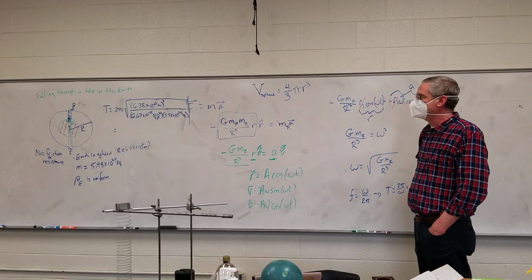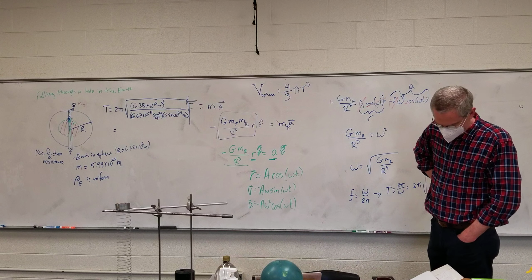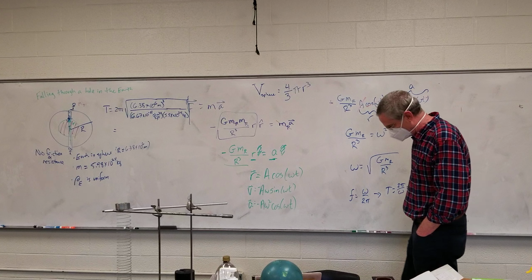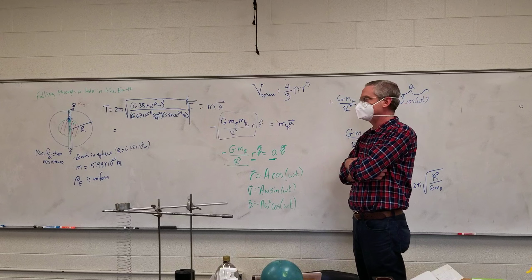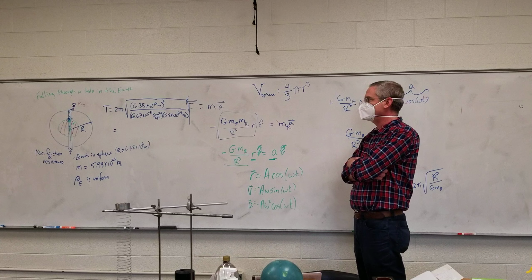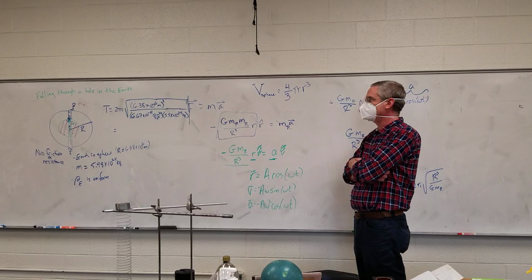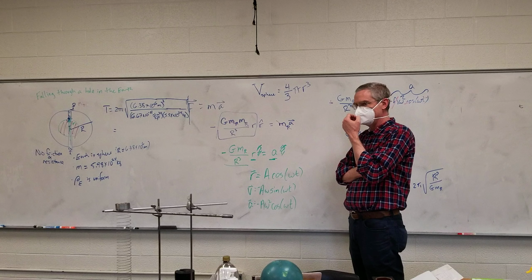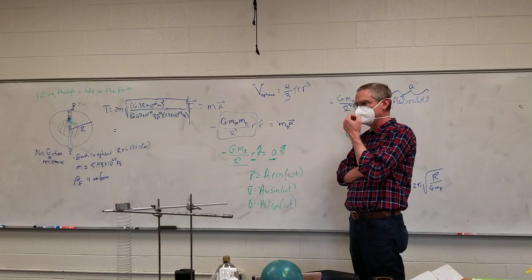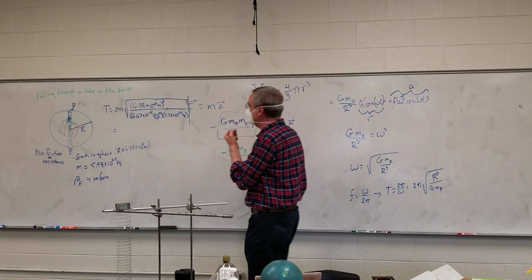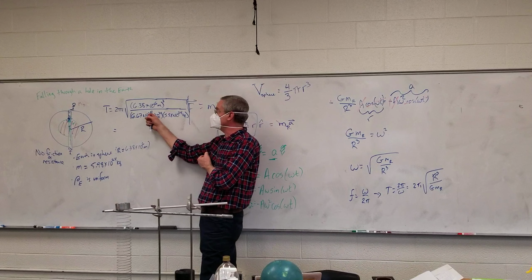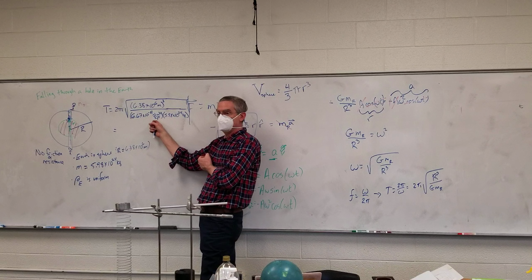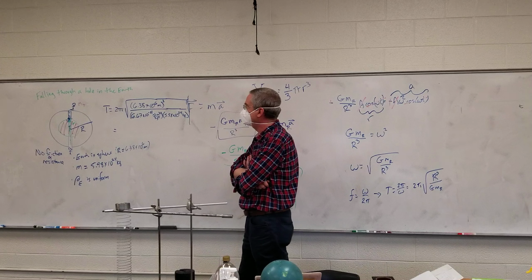Times 10 to the 6th. Cube. Divided by. Oh, times 10 to the negative 11. What's that in the middle? Right, yeah, units, Newton meter squared over kilogram squared. Okay, I don't know how right this is.